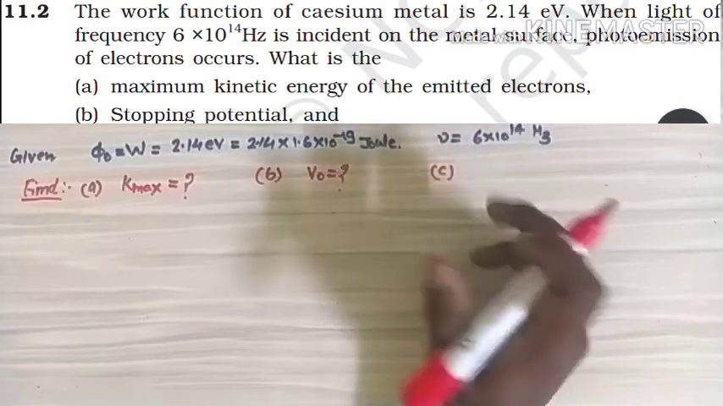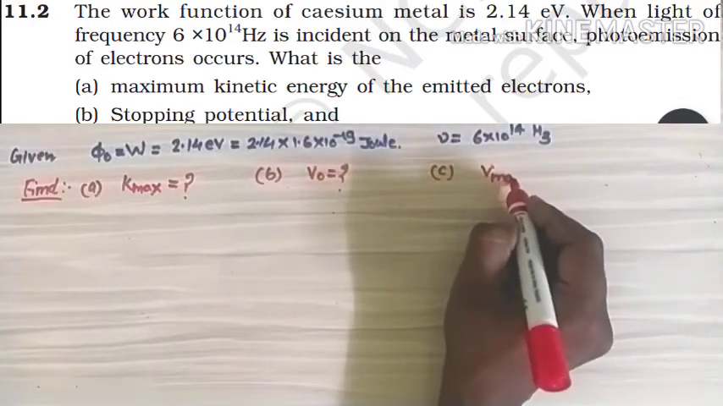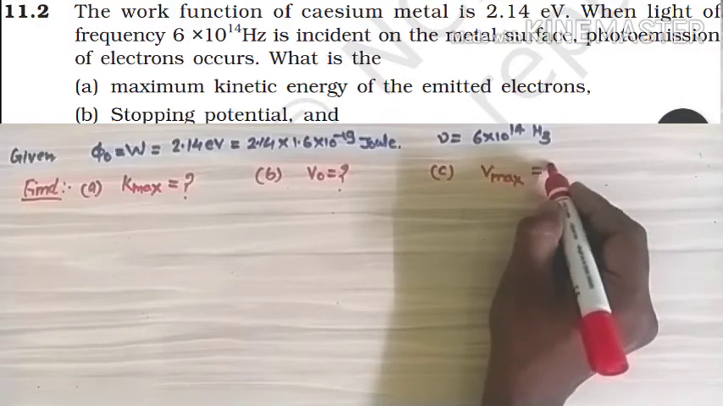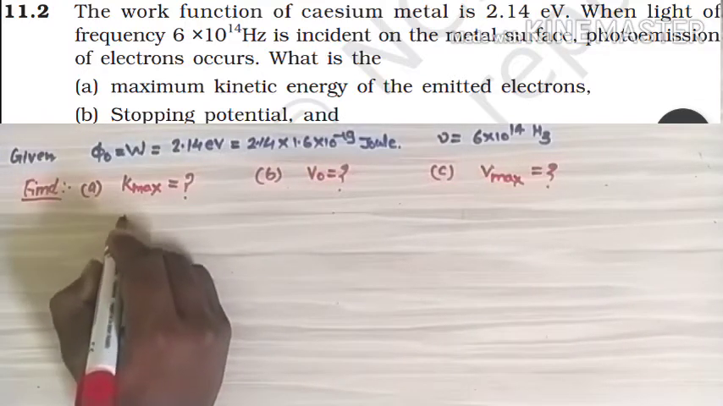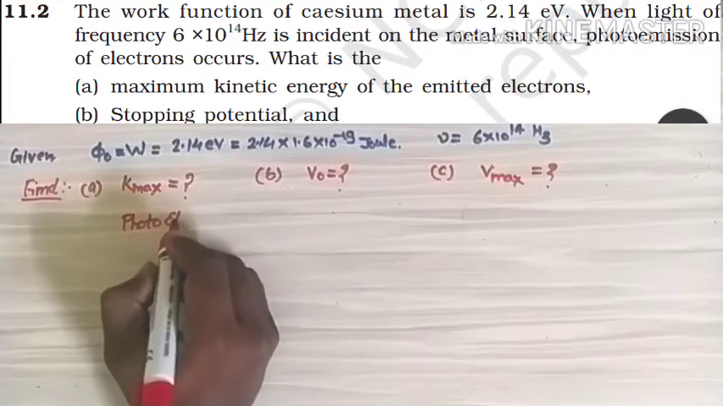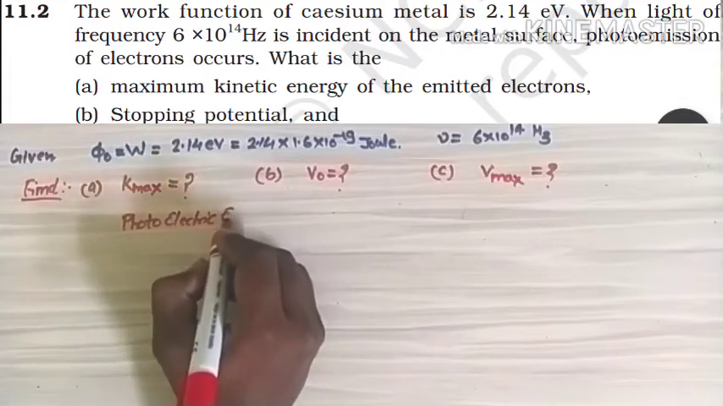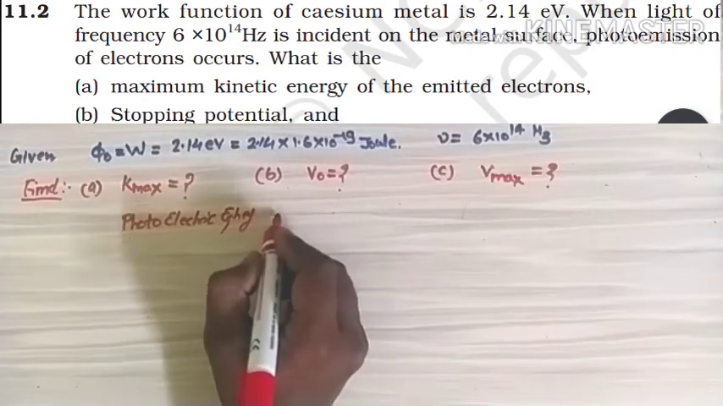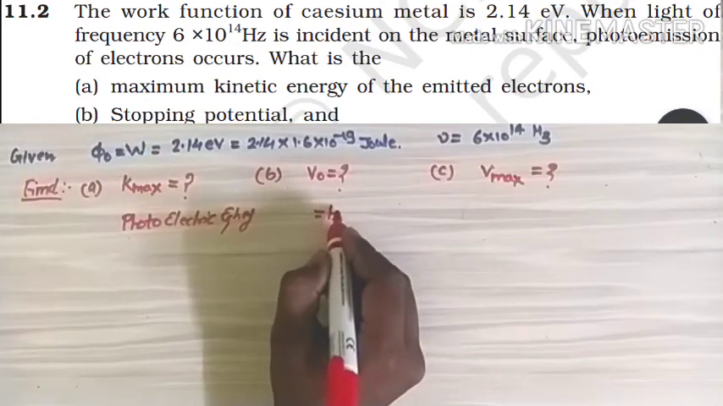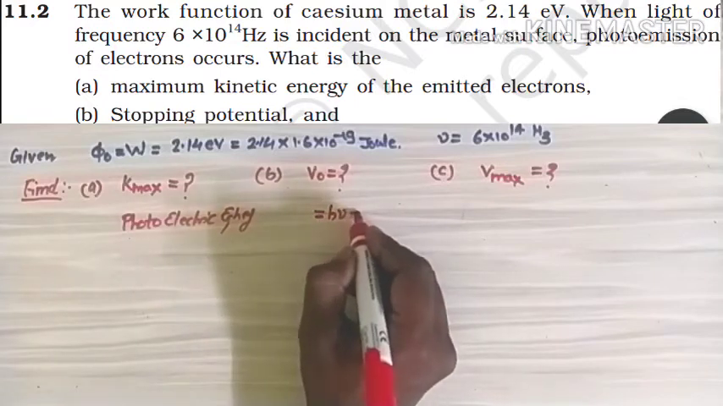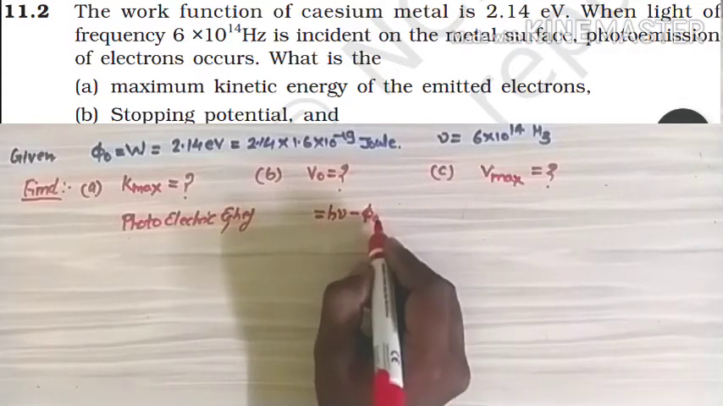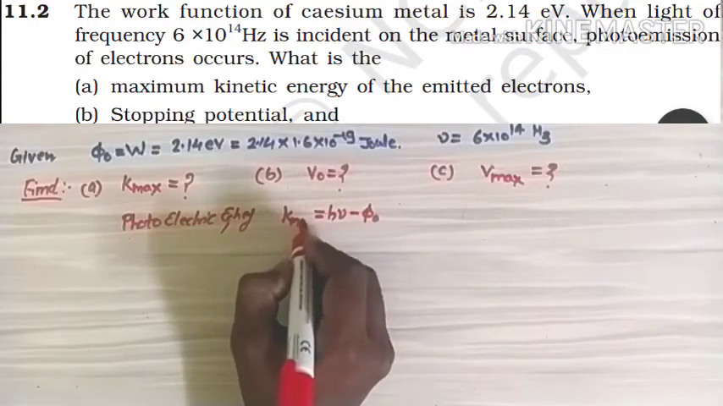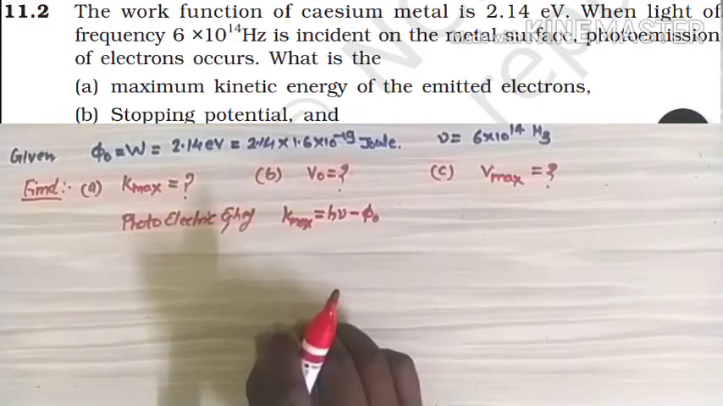Students, V is velocity, maximum. From the kinetic energy we find the velocity. So first we find K max, then V max. You know the photoelectric equation of Einstein: if radiation of energy h nu falls, then some energy is absorbed by the electrons to overcome the work function. Then the left over energy from h nu is equal to the kinetic energy of the electrons. So K max is equal to h nu minus phi.